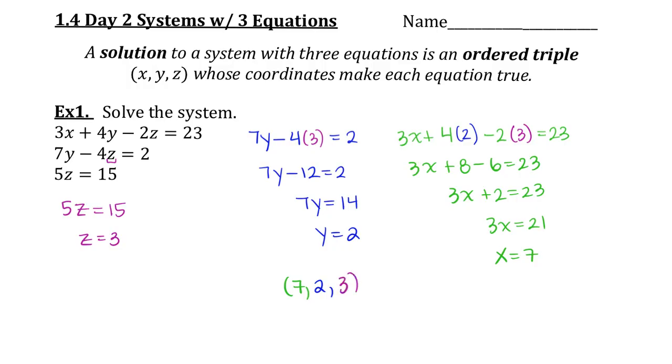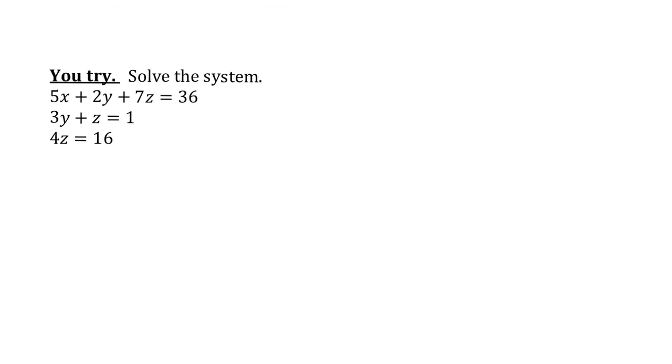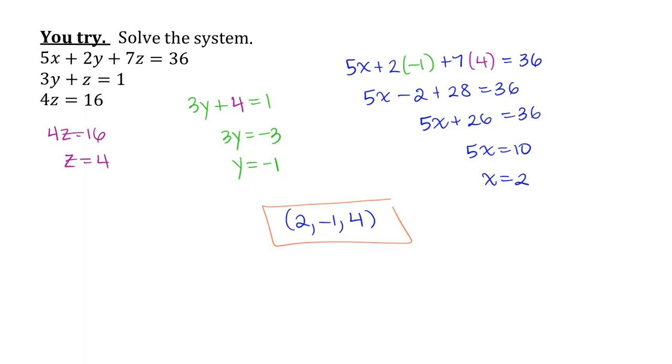Now if you wanted to check your answer, if I take 7, 2, and 3, and I plug it in here, here, and here, it'll equal 23. If I take y and z, and I plug it in here and here, I should get 2. And then if I plug in z, 3 here, I should get 15. So that's how you can check your answer yourself. Go ahead and try the next one on your own. Unpause when you're ready to check your answer. Hopefully you finished. I got z equals 4, y equals -1, and x equals 2. So my final answer is 2, -1, 4.